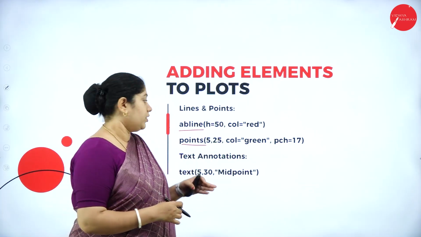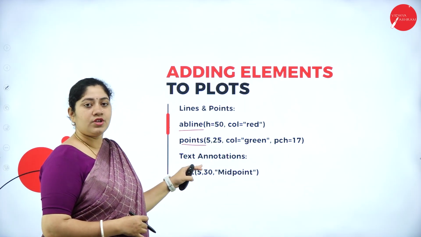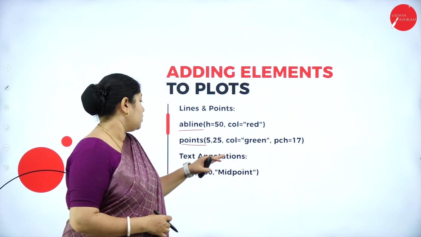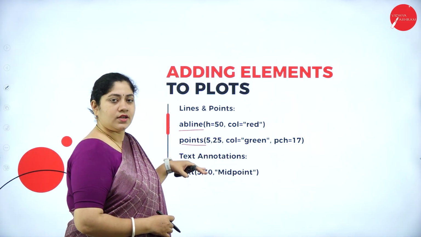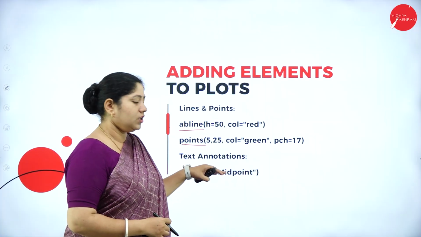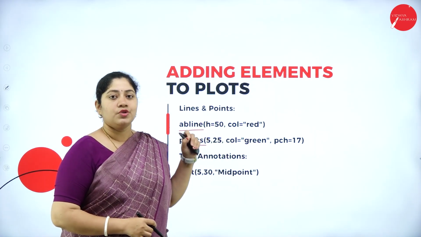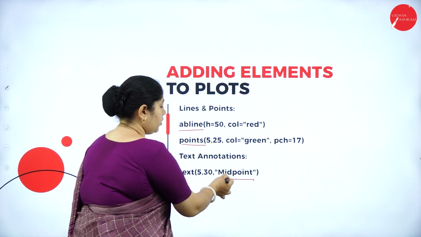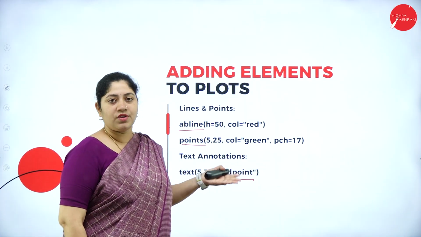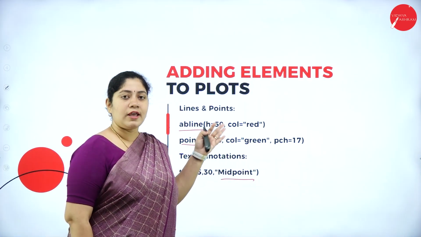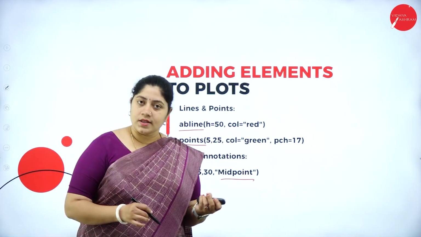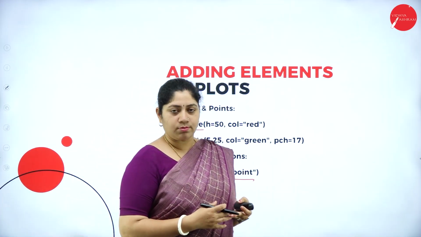Pch just specifies the representation. Now, if we want to give some text annotations, we can say text of 5, 30, the midpoint where the annotation has to happen. So in this way, we can add a few elements inside our plots. Now we are done with our scatter plot.